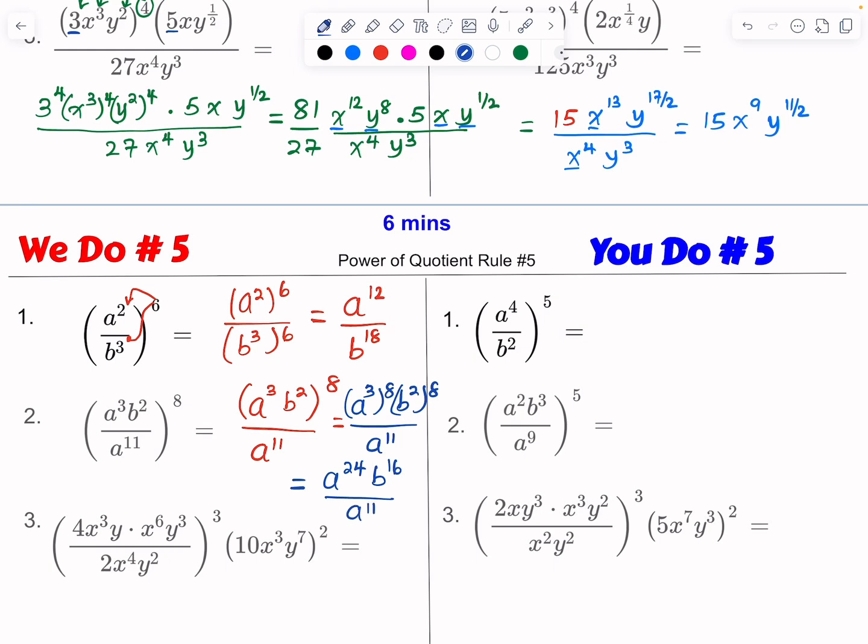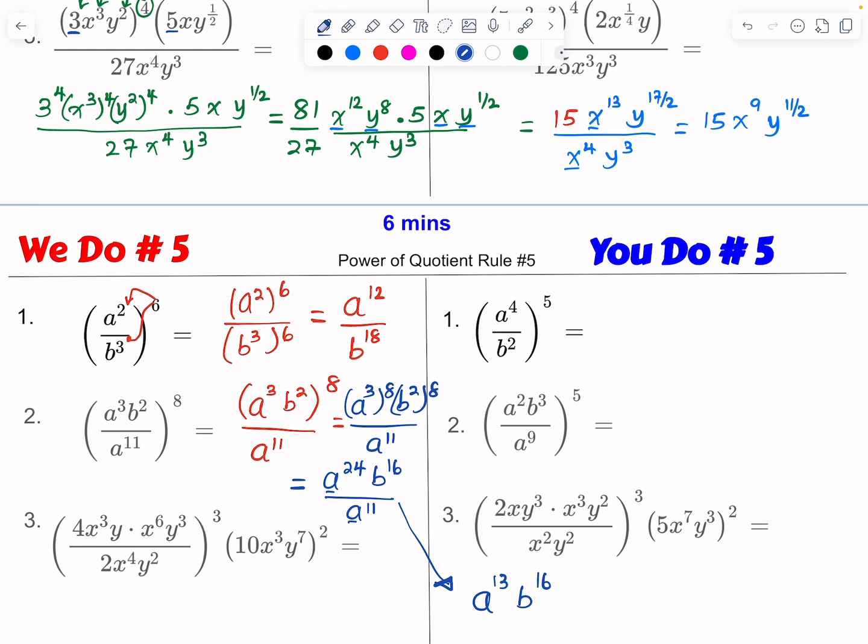And now, if I do the math on this end, what do I see? A and A, they are dividing each other. So what should I do to the exponent? I have to subtract. What is 24 minus 11? That's 13. Then I have my b to the power of 16, and that will be the answer to that question.